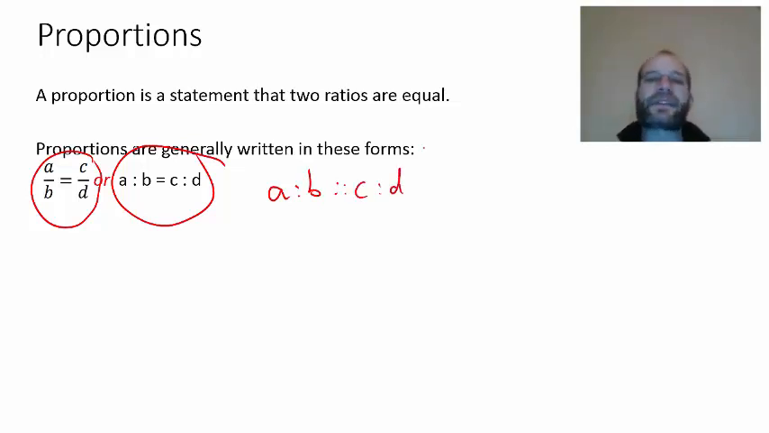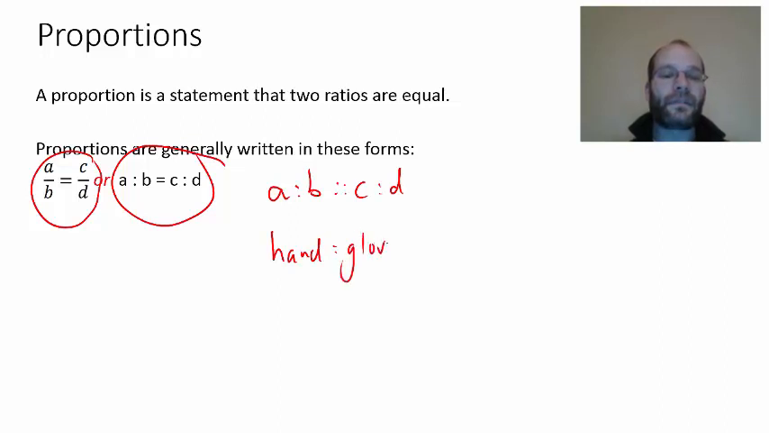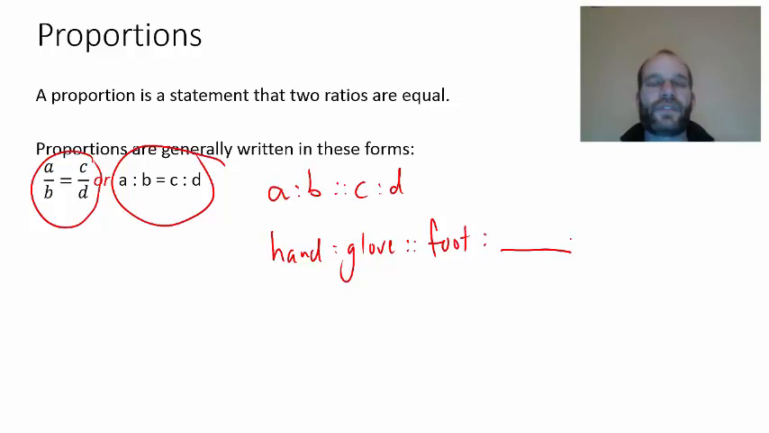Okay. Sometimes you actually see this in literature questions, maybe on standardized testing. You might see something like this. Hand is to glove as foot is to what? And then you have to fill in the blank, right? Foot is to shoe, foot is to sock, whatever the case may be. Same concept. It's a comparison on two sides of an equal sign.